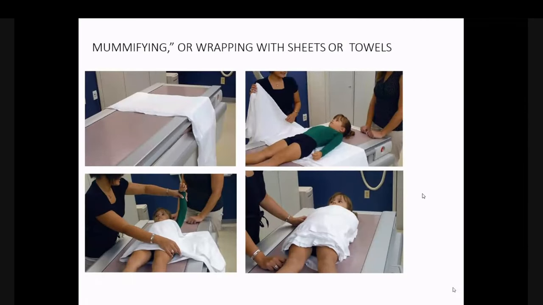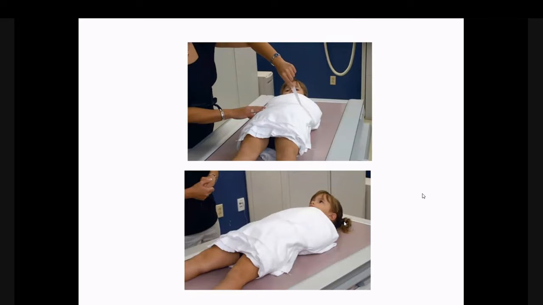So this is the mummifying or wrapping technique, for which we can use a bedsheet or towel. As you can see, we first place the bedsheet on the radiographic table. Then we put the patient on it and wrap down under the arm cuffs one by one, so that the patient does not move and does not move their arms. Also, we can use adhesive tapes. The adhesive tape will be put on the bedsheet, so it will not directly contact the skin. So that can work more effectively.